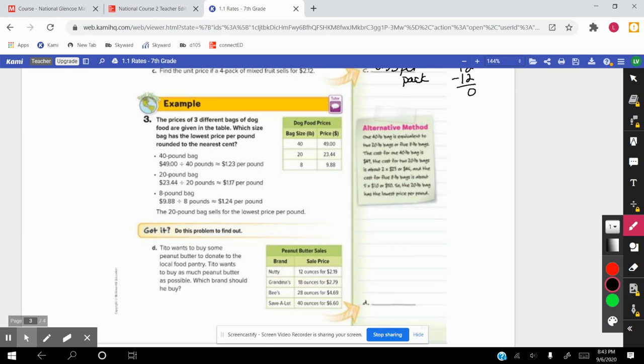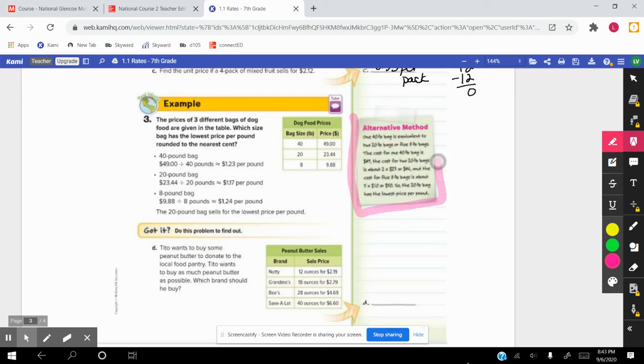So there's an alternate method too. One 40-pound bag is equivalent to 2 20-pound bags, or 5 8-pound bags. The cost for one 40-pound bag is $49. The cost for 2 20-pound bags is about $46, and the cost for 5 8-pound bags is about $50. So the 20-pound bag has the lowest price per pound. Where I got all that information is off to the right where it says alternate method. So there's more than one way to look at this.